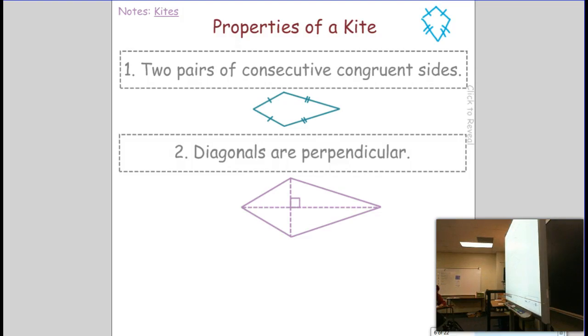That means we're going to have right triangles again. Raise your hand to tell me what other shape has diagonals that are perpendicular. Square. Okay, well, square is everything. Rectangle. Whoever said rhombus first, a rhombus shares this with a kite. It's like they're cousins. They share this property that the diagonals are perpendicular.